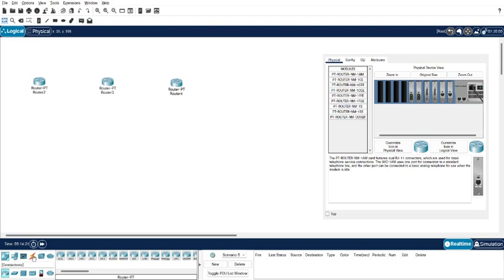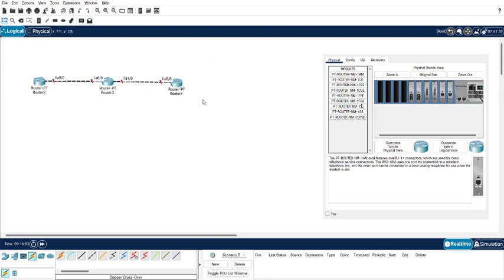For the first step, you have to do it like this. This is using the serial interface, but we're not going to use it. What we're going to use is a copper crossover cable, from Fast Ethernet 0 to Fast Ethernet 2. We can use Fast Ethernet 2, but first I will use Fast Ethernet. Okay, the routers have to be connected to each other.